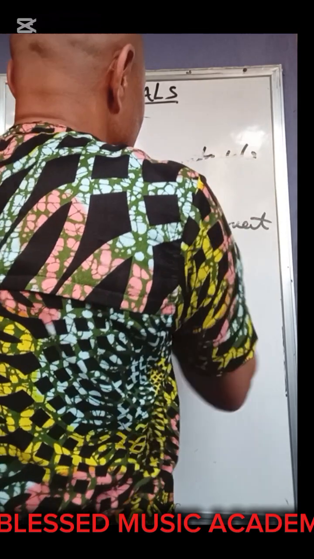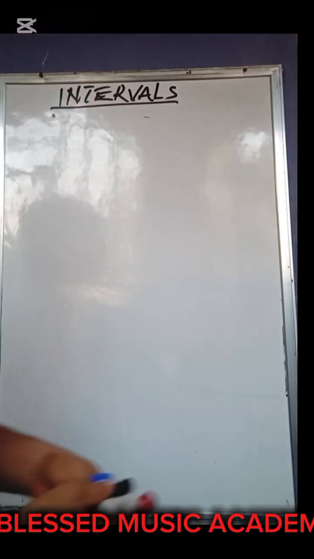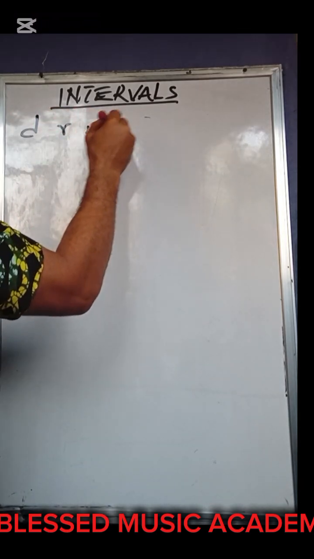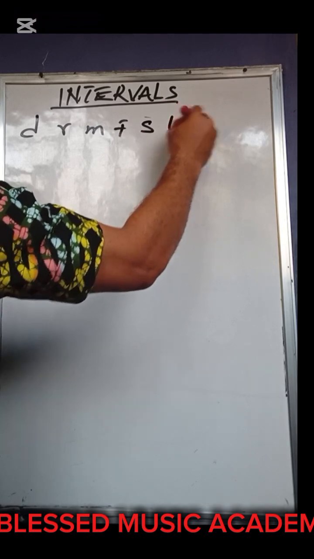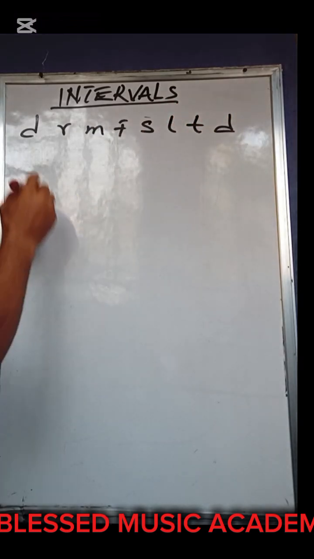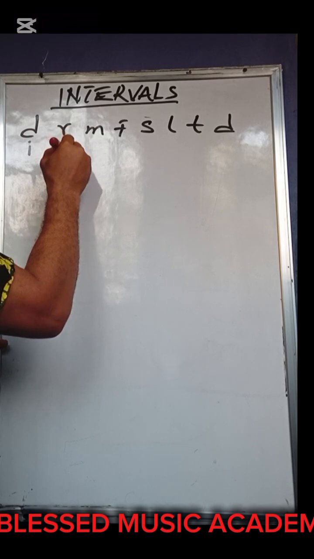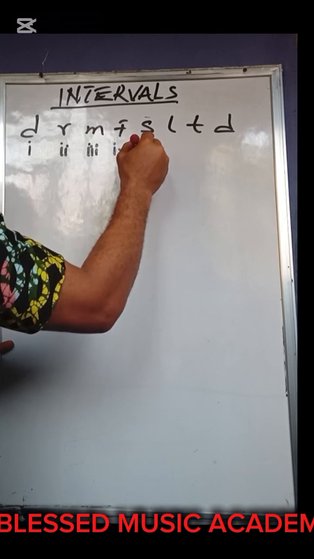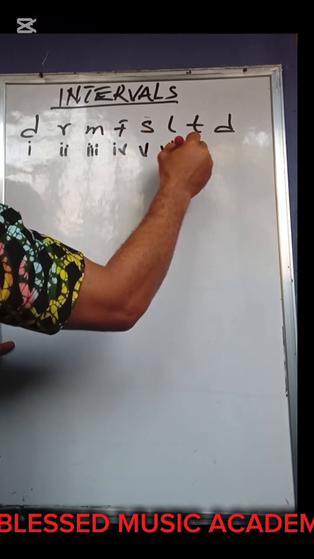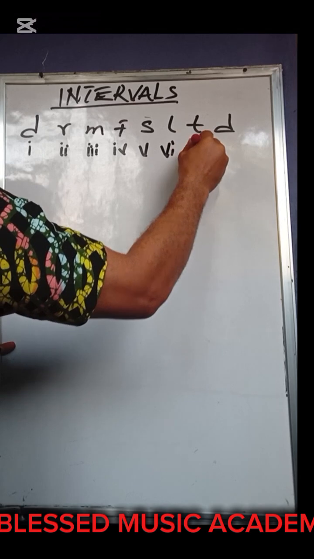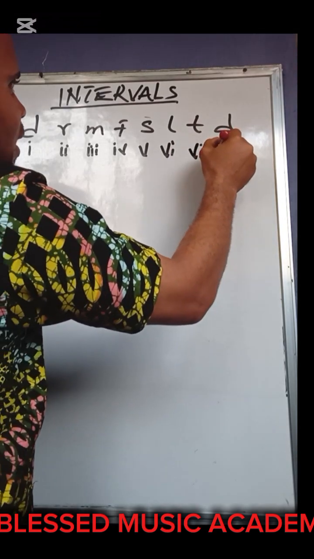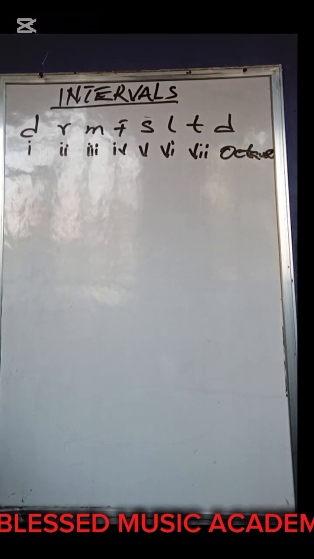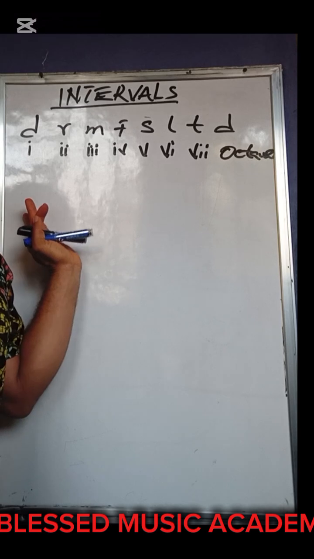Measuring by their numbers. Okay, for example, I'm going to simplify it. I have my do, re, mi, fa, so, la, ti, do. Okay, this is my 1, this is my 2, this is my 3, this is my 4, this is my 5, this is my 6, this is my 7. Okay, I would like to call this one 8 or octave.